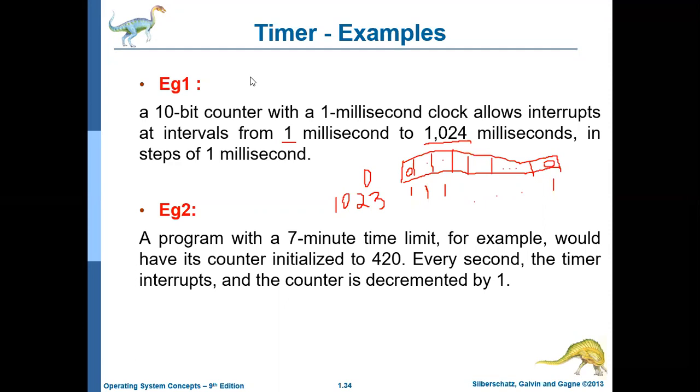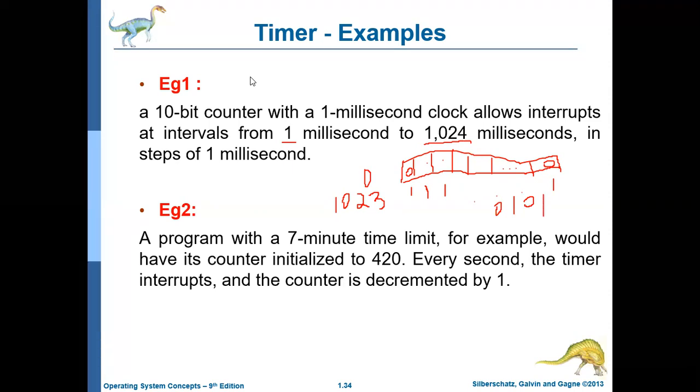Then the operating system will create an interrupt to the CPU. If you want to create an interrupt after 5 milliseconds, then store 5 here. What is the binary equivalent of 5? So 5 means 1 0 1, with place values 8 4 2 1.